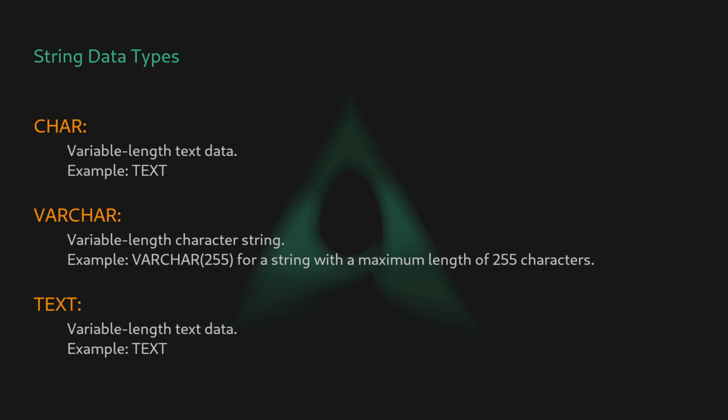So when you assign a text data type to a column, that column can take an unlimited number of characters. The difference between text and char and varchar is that you cannot limit the text data type to a specific number of characters, but in the case of text, it is unlimited.